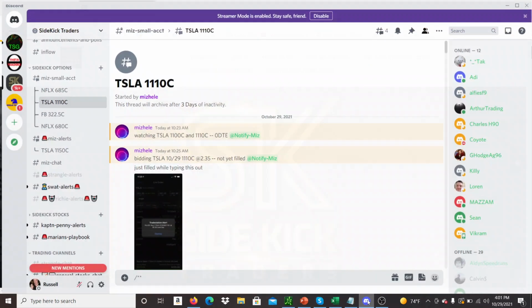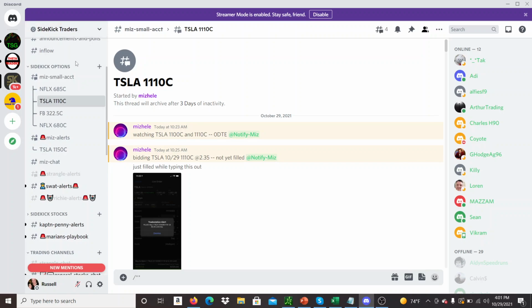I can dive into some of the details in a sec, but let's go to the Discord. So this is the Sidekick Traders Discord, for those of you that aren't in it. This is the options channel that we have. Michelle's Small Account Challenge is the thing I'm talking about today. And we have these different threads for different trades that come out throughout the day. So we started one for the Tesla 110 calls in the afternoon. I'll give you a quick rundown of that trade, and then I'll try and show you the results that Michelle's had, I've had, and other people in the room are having with this challenge.